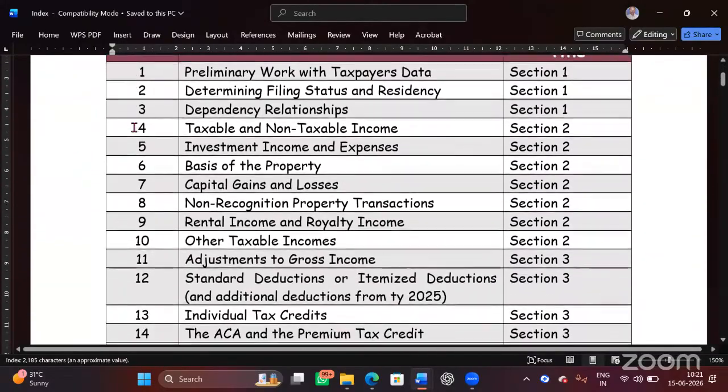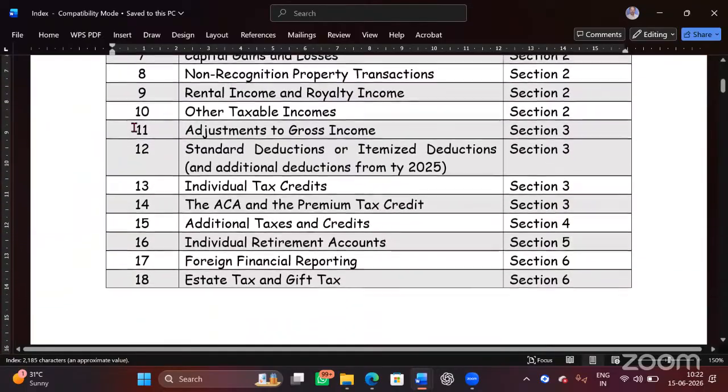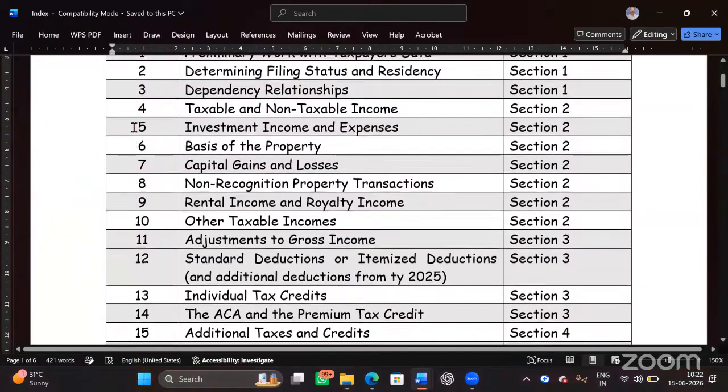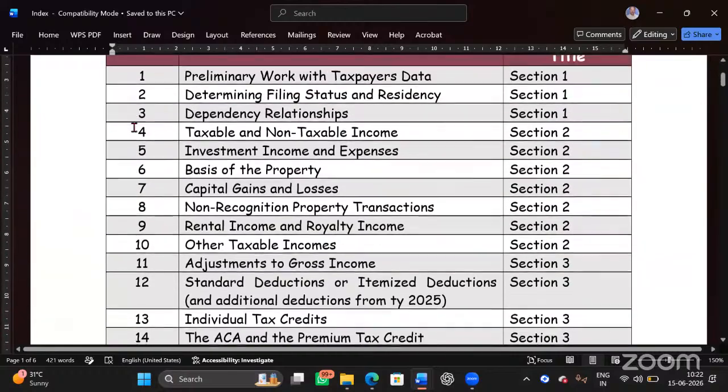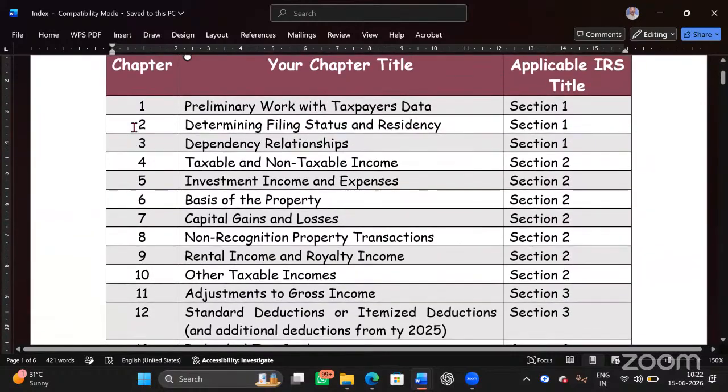This index of our syllabus is already covered. In total, we are going to cover the entire part 1 in 18 topics. Now let us start with the preliminary work, taxpayers data.